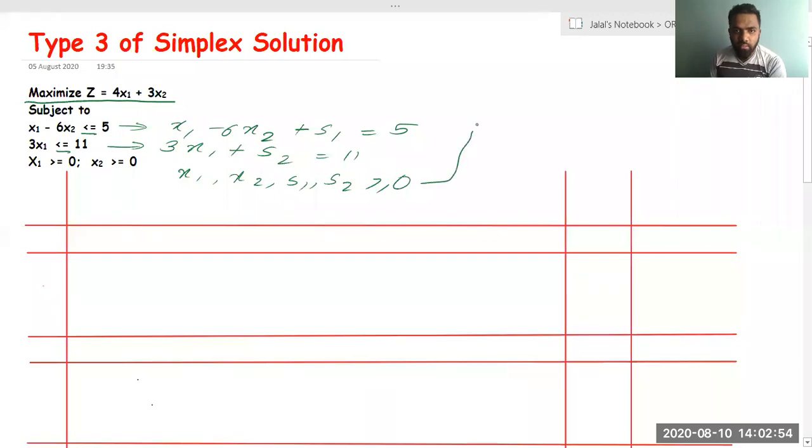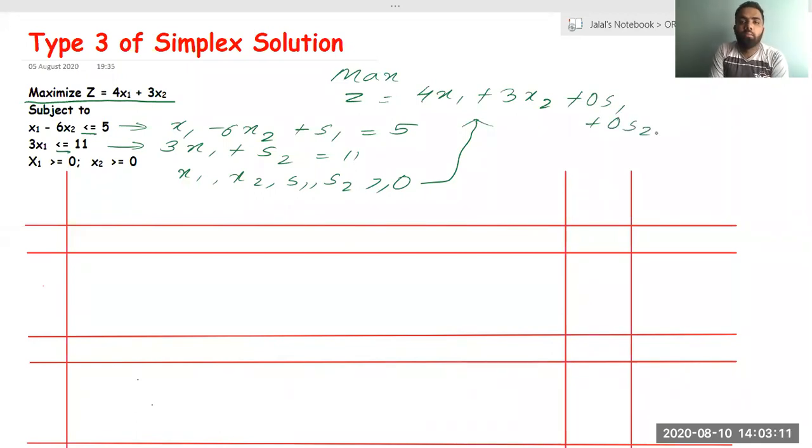And with respect to this condition, my z will be: maximize z is equal to 4x1 plus 3x2 plus 0s1 plus 0s2. Since we are not required to add any artificial variable, we are going to solve it by the basic simplex method. We are not going to solve it by the big M or two-phase method. Since s1 and s2 are added, not subtracted, because the constraints are less than or equal to. So what we will do here again is x1, x2, s1, s2.